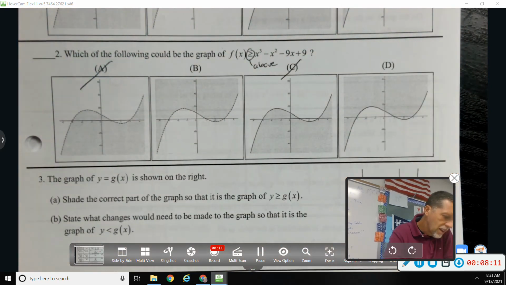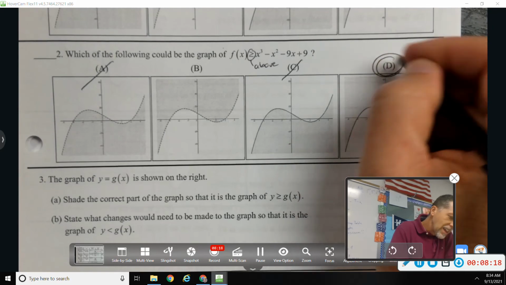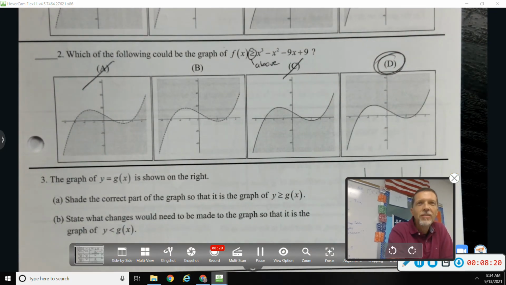So you're already wrong. Equal to means I have to have the solid line, not the dotted line. So you don't even have to do anything. So it's D. Was my key wrong? Yeah. Apologies on that one.